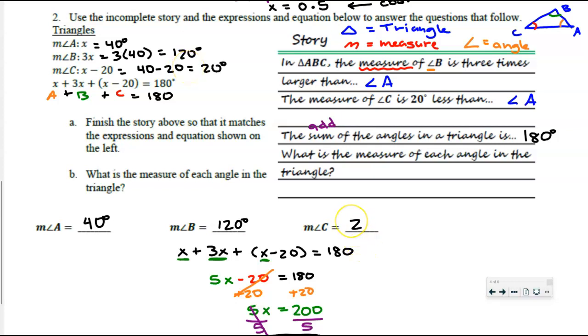Let's just take a second and double check to make sure I did this correctly. What is 40 plus 120? 160 plus another 20? Oh, that works out perfectly since they do really add up to be 180 degrees.